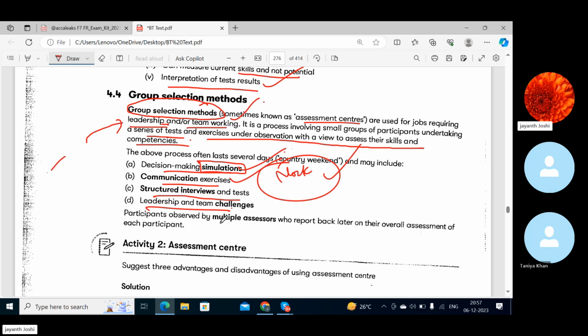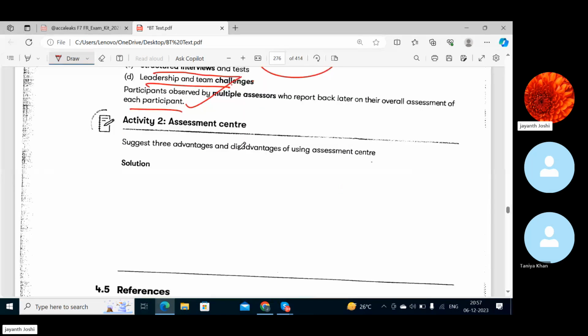So there is an activity: suggest 3 advantages of an assessment center. What are the 3 advantages and disadvantages? You can do this as homework. Assessment centers are specialist places where assessments are done related to a particular job role for which the applicants are applying, right? So you have to write 3 advantages and disadvantages. Dedicated centers are meant only for some particular role, and experts come there and do the assessment. Disadvantages: costly, time consuming process.